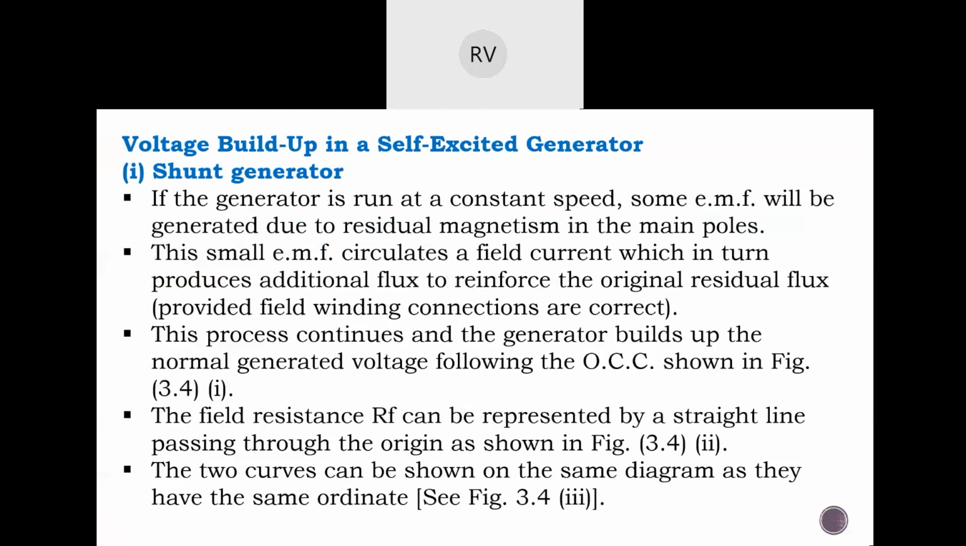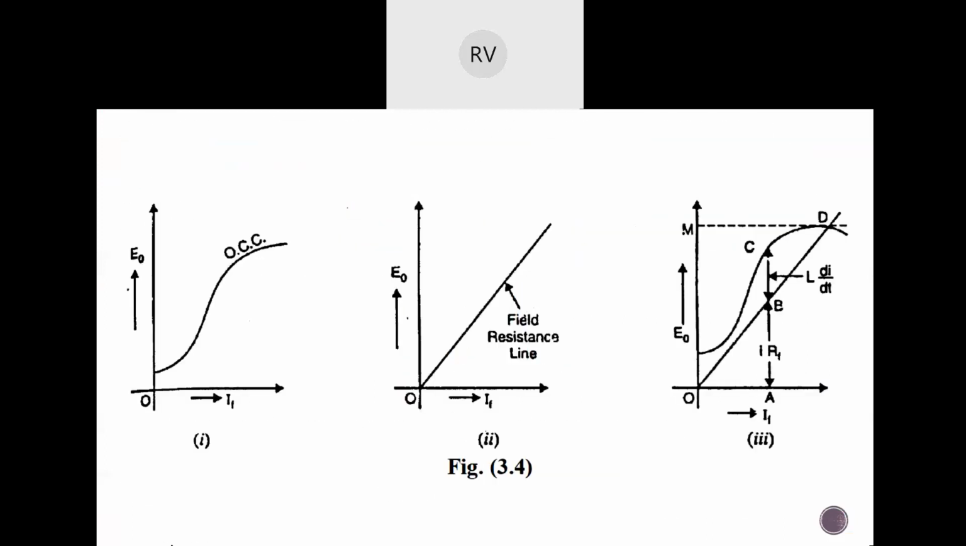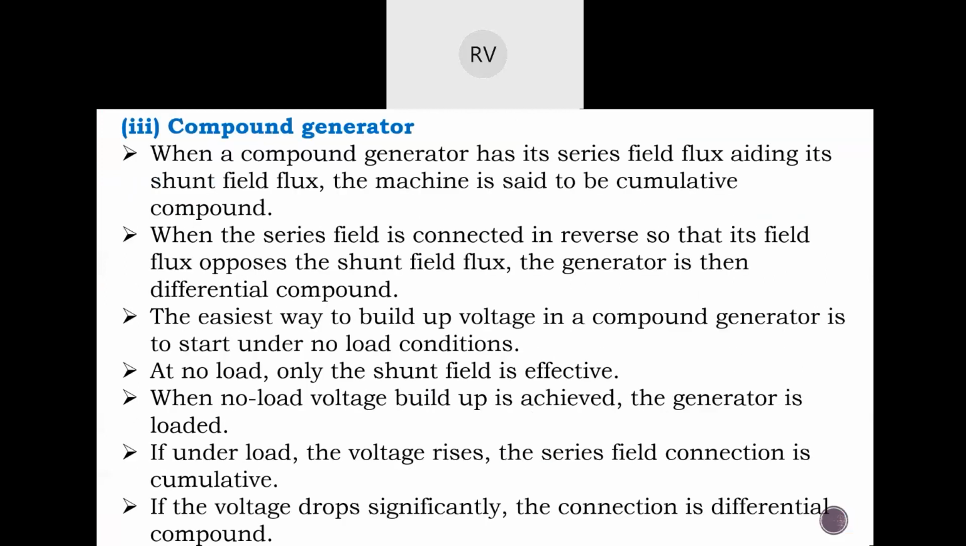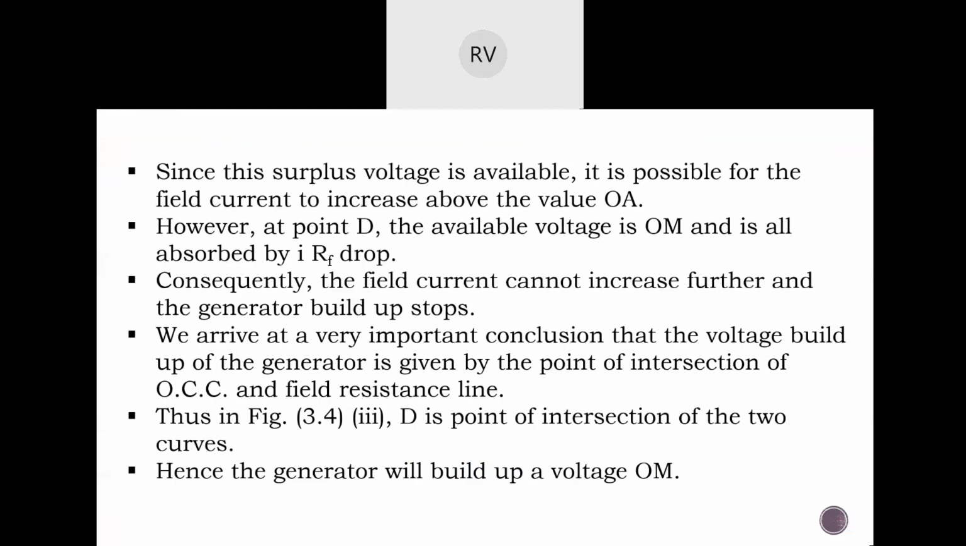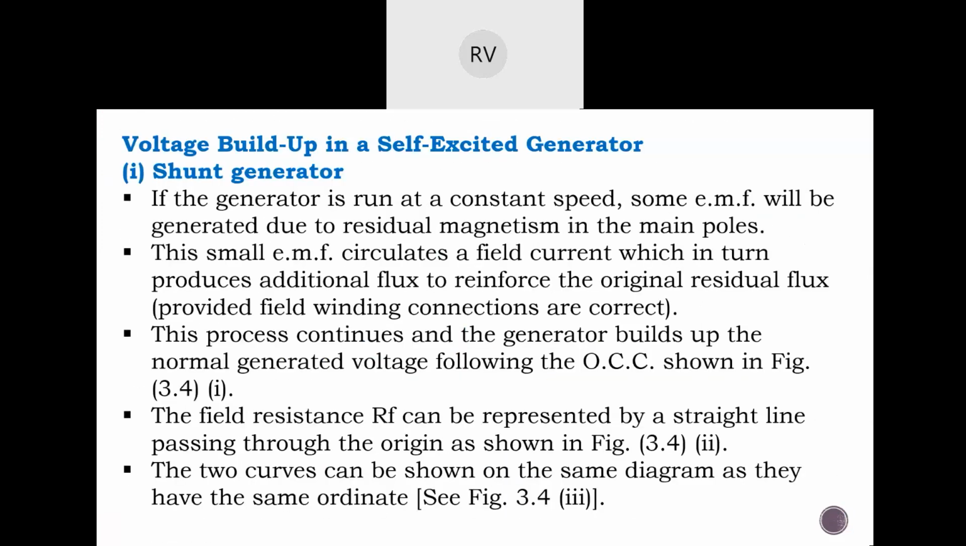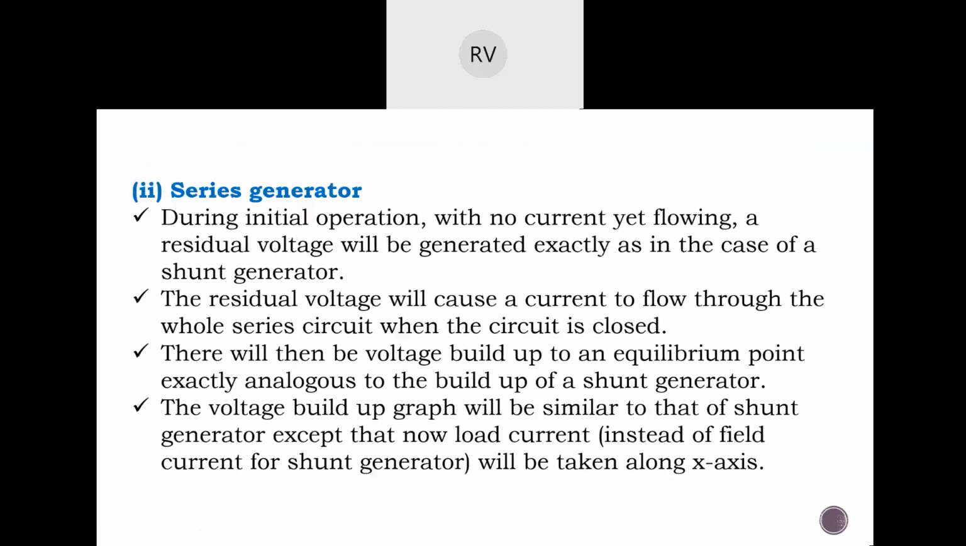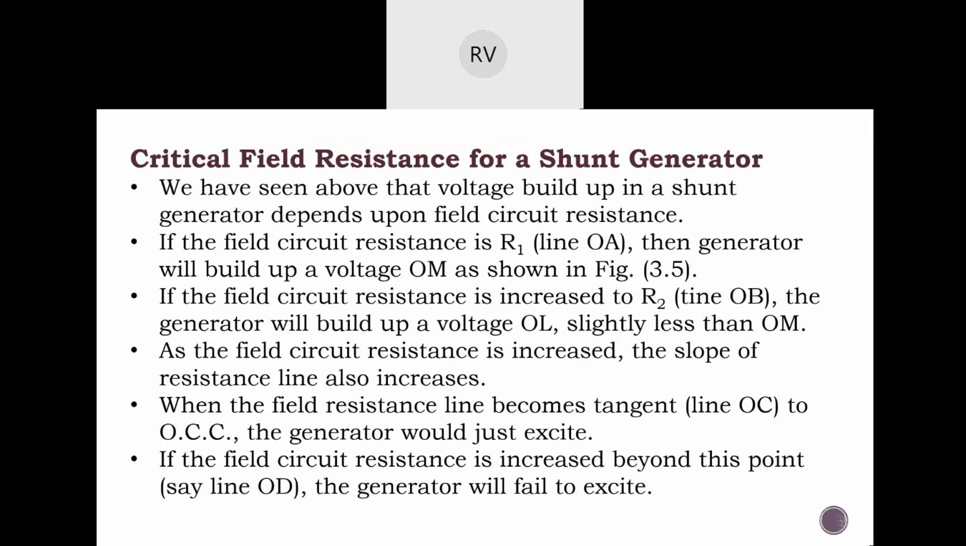All right. So these are the three different types of generators we have, right? Series, shunt, as well as compound generators. In the series, shunt and compound generators, we have seen how the voltage buildup is being done. Apart from that, we have seen what is the critical field resistance for a shunt generator, what is meant by critical field resistance, and how it is quite important.